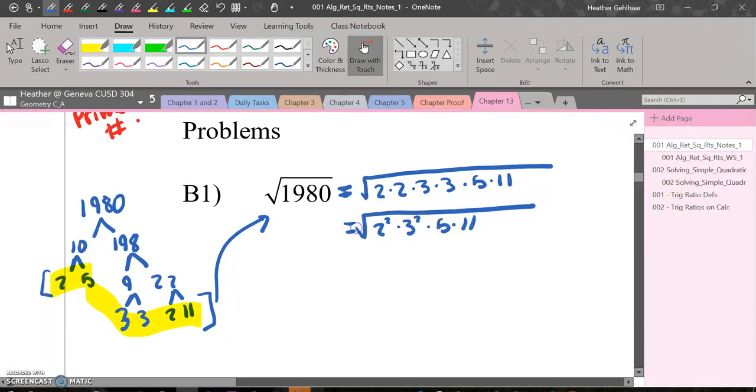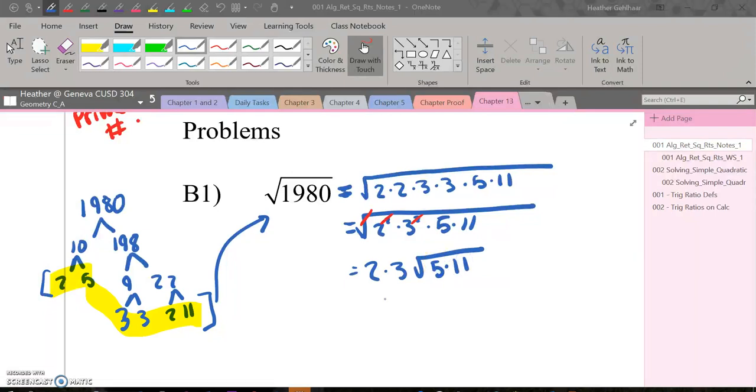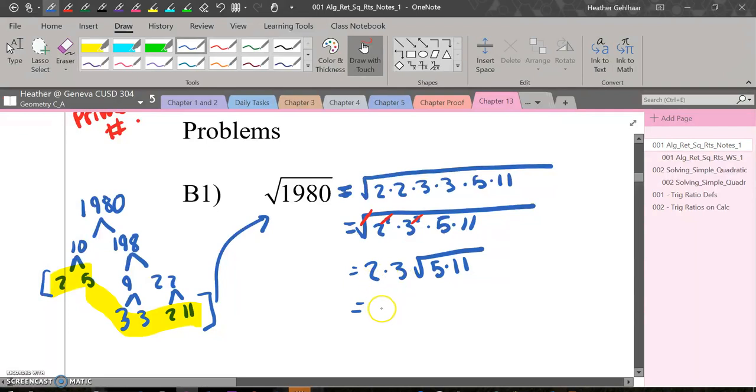Now remember that when we have the square root of a number squared, that is just going to be undone because it's the inverse. So that means we will have a 2 times 3 on the outside, and the ones that don't have a square up top, that can't be taken out, are the loners. These ones will stay underneath the radical. Then I'm just going to clean things up. 2 times 3 is 6 times the square root of 55. And that is your final answer.